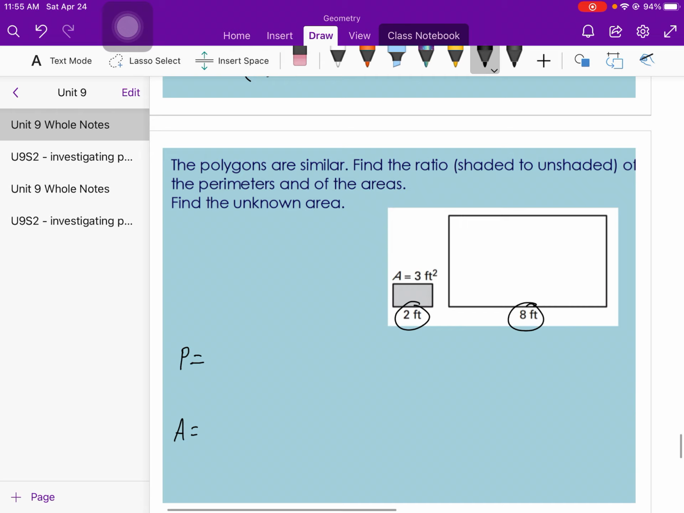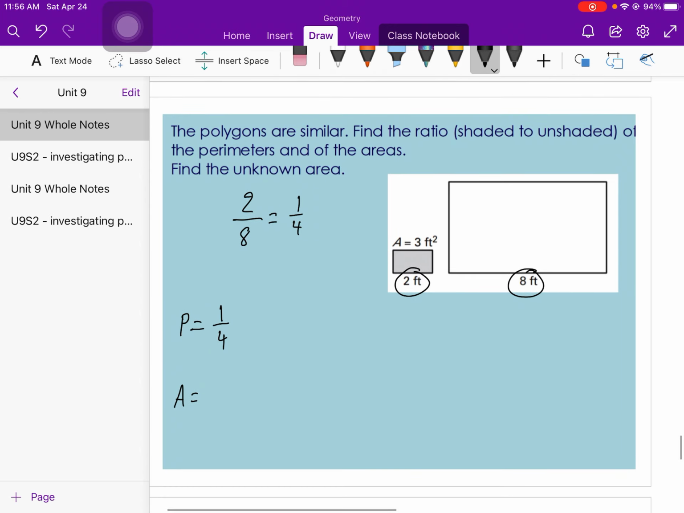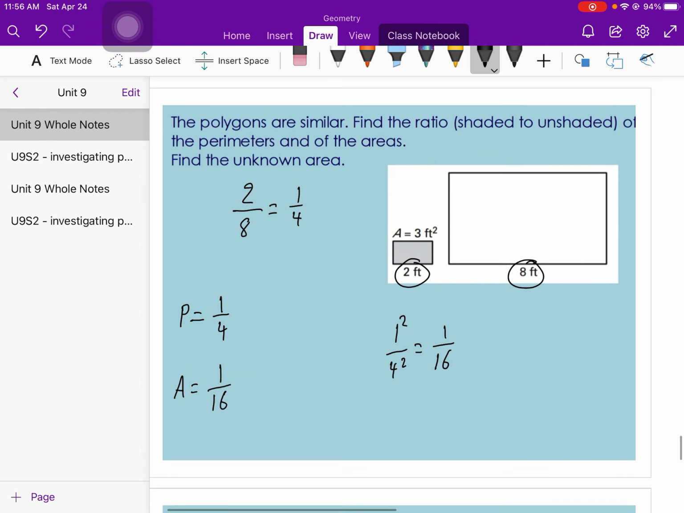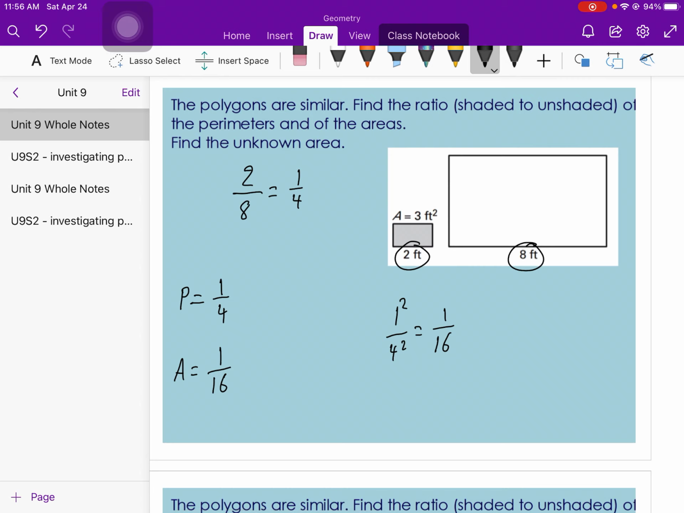So we can just write it as 2 shaded to unshaded, so that goes with the shaded one, and then 8, and then we can reduce this, and that's just going to be 1/4. So the perimeter ratio is 1 to 4, or 1 over 4. And then the area one, we would just need to square each of those. So if you square 1 squared over 4 squared, that's going to give you 1/16. So 1 over 16 is the area ratio. So what that means is we could fit 16 of these small shaded pieces into the area of the bigger figure.